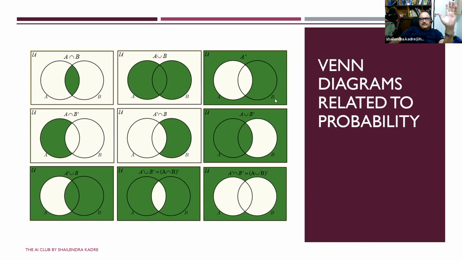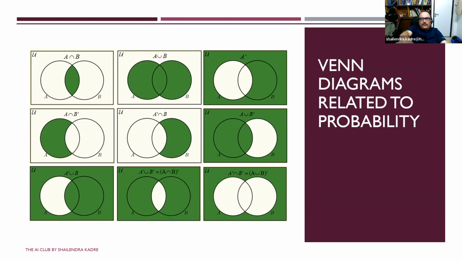A dash means 1 minus A. It means it should not include anything of A. That means your sample space is always considered 1, right? Because the probability of the whole sample space is 1 only. So that rectangle is 1, and out of that you have to minus A. So that will be A dash.